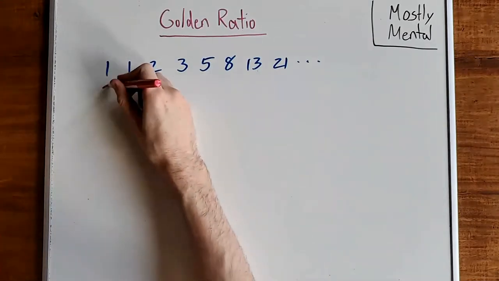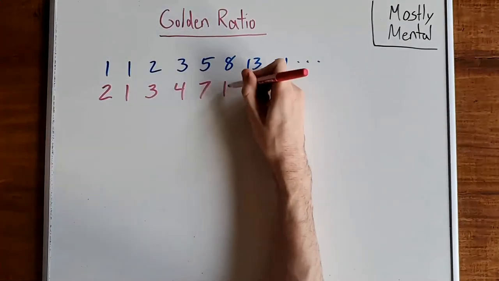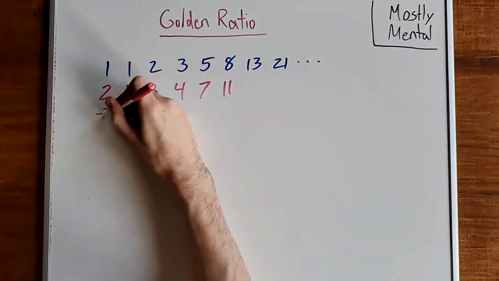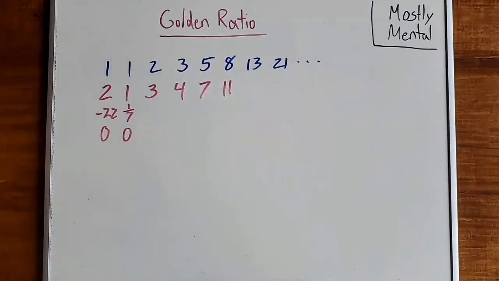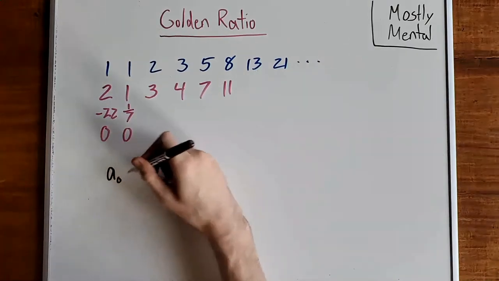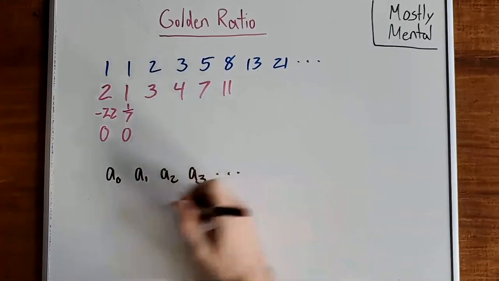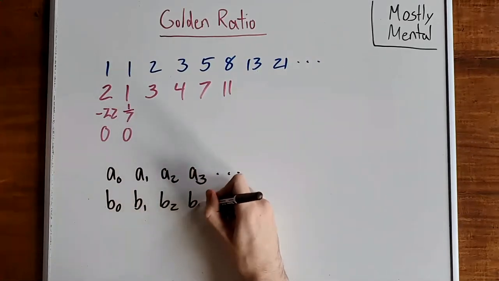We could equally well have started with, say, 2 and 1, which gives us this sequence here, known as the Lucas numbers. Or we could have started with, I don't know, negative 22 and 1 seventh, or 0 and 0. Really doesn't matter. Any two numbers will do. So let's say we have two of these Fibonacci-like sequences, one of them given by a0, a1, a2, and so on, and the other given by b0, b1, b2, and so on.